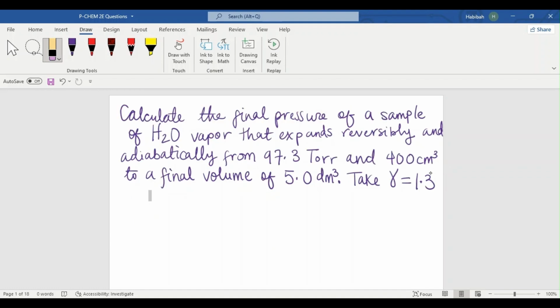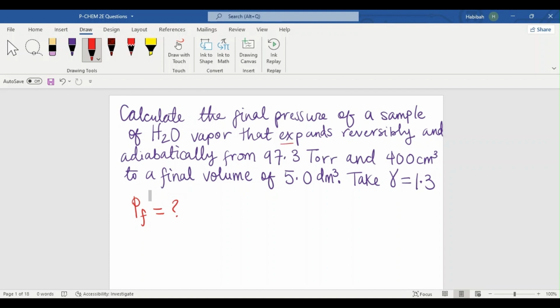Today we're going to be working on the question on the screen that says: calculate the final pressure of a sample of H2O vapor that expands reversibly and adiabatically from 97.3 torr and 400 centimeter cube to a final volume of 5.0 decimeter cube. Take gamma equals 1.3. So the first thing you have to do is this. We're told to find the final pressure, right? And we're also told that there is an adiabatic reversible expansion.